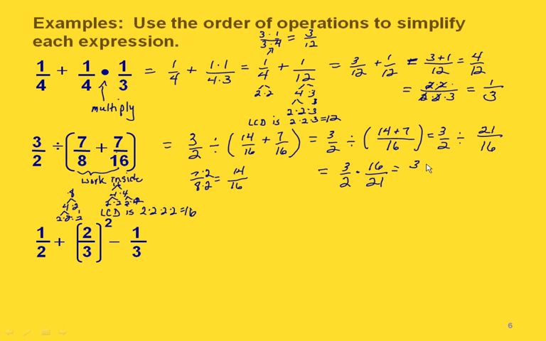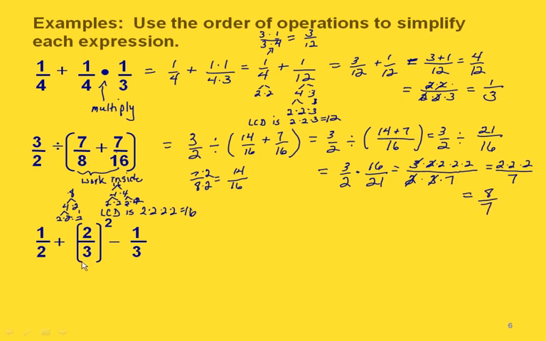So on the top we have 3, and then our prime factorization of 16 is 2 times 2 times 2 times 2. On the bottom we have 2 times 21, which would be the same as 3 times 7. Well, if we look, we do have some common factors. There's a 3 that we can cancel out, and there's a 2 that we can cancel out. That leaves us with 2 times 2 times 2 on the top and 7 on the bottom. 2 times 2 times 2 is 8, and that gives us a final answer of 8/7.